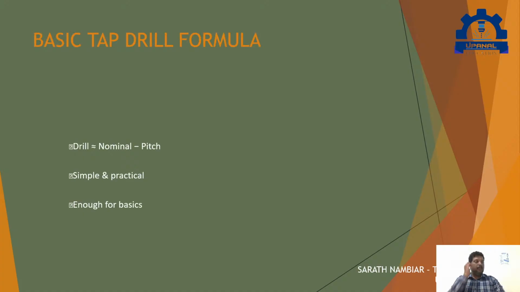Now, what is the normal formula? The basic tap drill formula is: drill hole equals nominal minus pitch. For example, for a tap of M10 x 1.5, we use 10 minus 1.5, which equals 8.5. Just keep this in mind. You can use this nominal minus pitch formula, or you can also use 0.85 into D, where D is the diameter. For 10 mm, it will be 0.85 into 10 mm, and you get 8.5 as the answer.